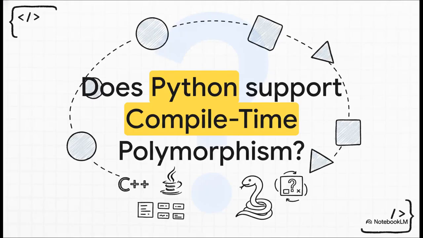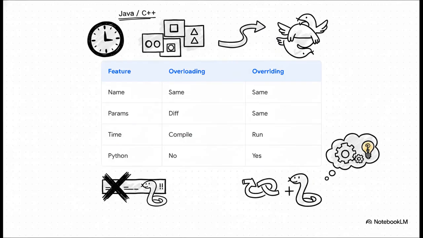All right, part 3, overloading or static polymorphism. Now, here's a bit of a trick question that professors love to use to test your knowledge across different languages. How do we achieve compile time or static polymorphism? And does Python support it natively? This is where things get interesting.